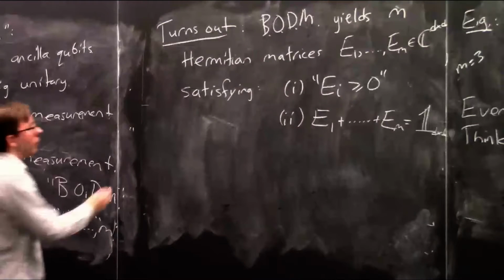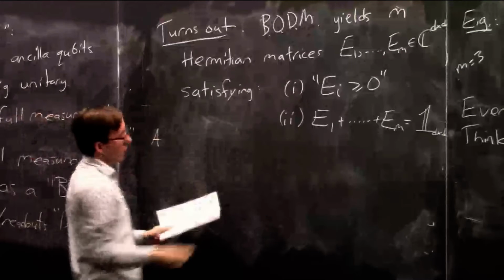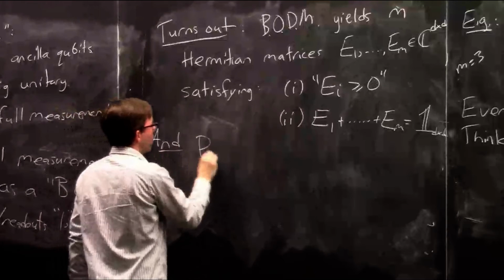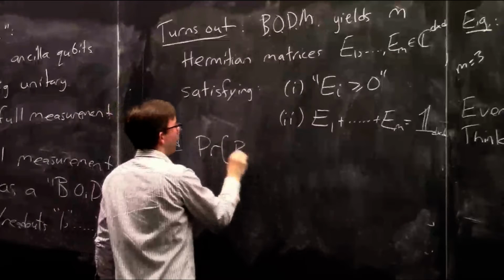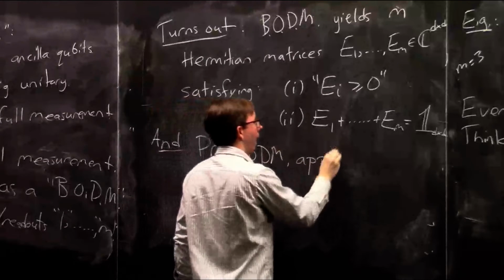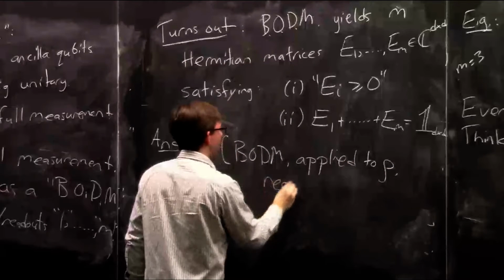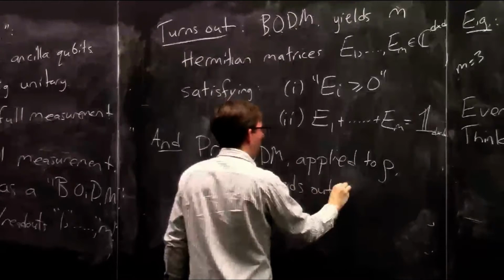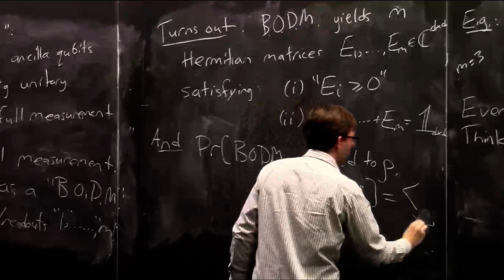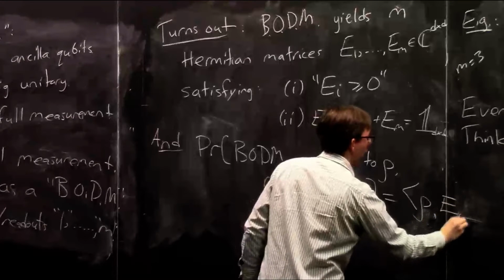And finally, given your big old device for measuring, you can extract these matrices from it. And the probability that this thing, when applied to a state rho, reads out I is the matrix inner product of rho with E_I.